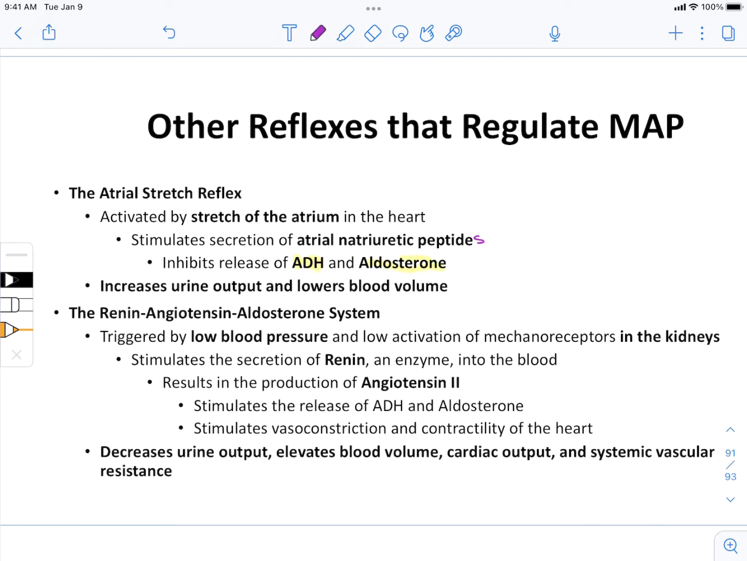Now, why do we care? Just as a reminder, when ADH levels are high, this is going to stimulate water reabsorption in the kidneys. If we reabsorb water in the kidneys, we are essentially increasing blood volume. So this leads to increased blood volume and decreased urine volume. Let me change that a little bit. I want to add an inhibition, like that. So urine volume goes down.